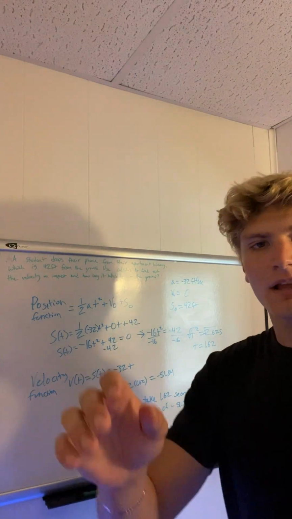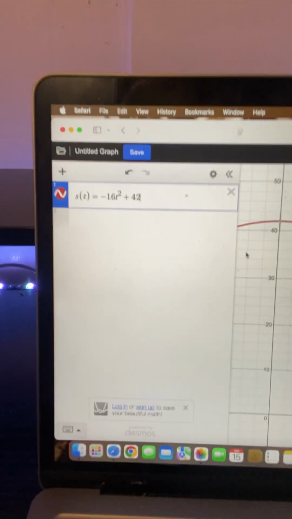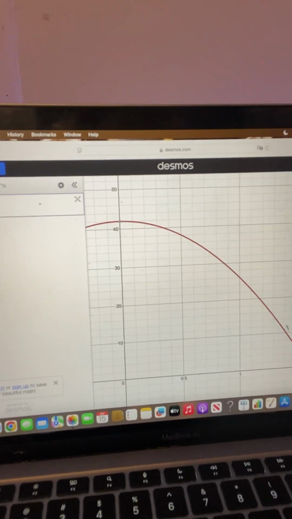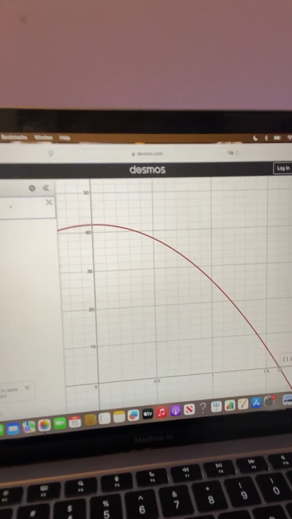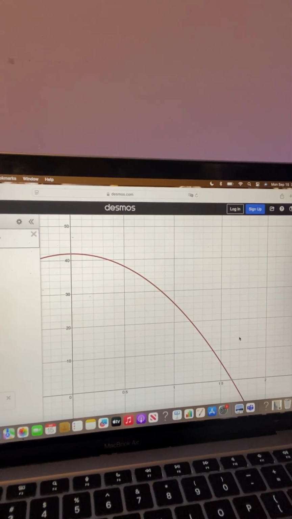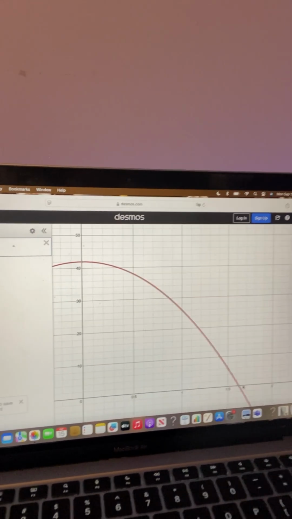And I've got my phone propped up with a ton of stuff here, but I do have a graph. My computer is what I use to hold my phone up here. So this is my graph where I've got S of t equals negative 16t squared plus 42. And if we check here, we've got 1.620 for our little point there where it hits the ground.